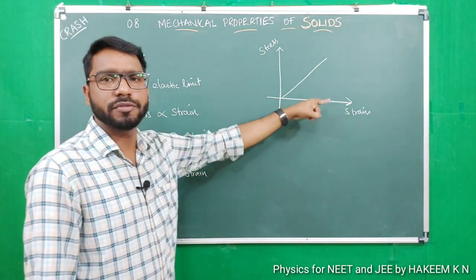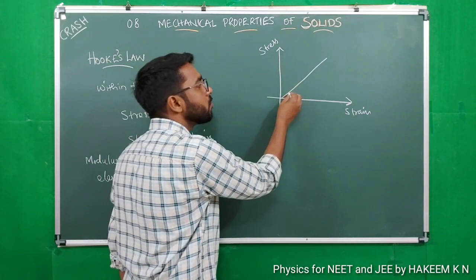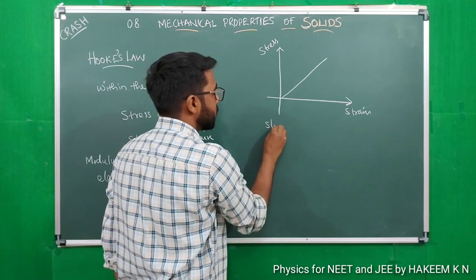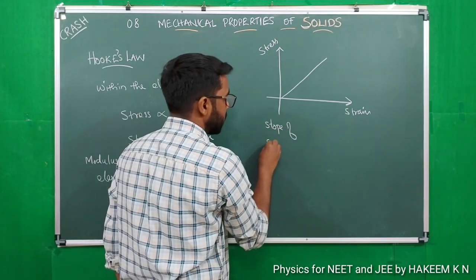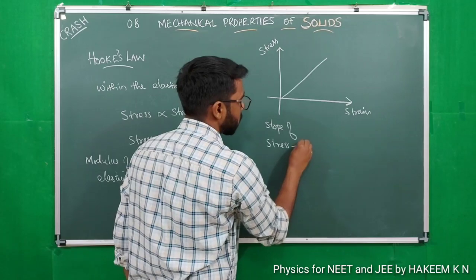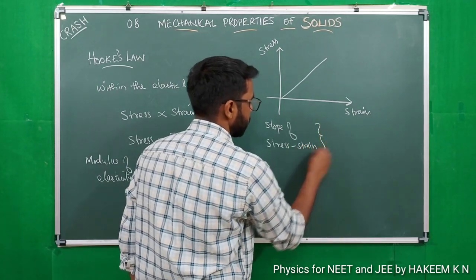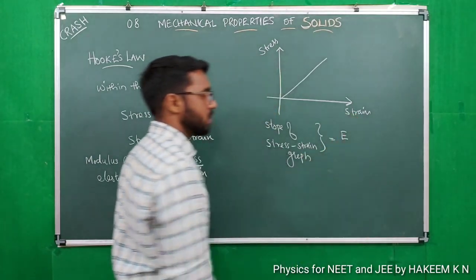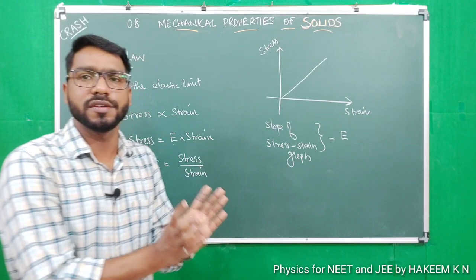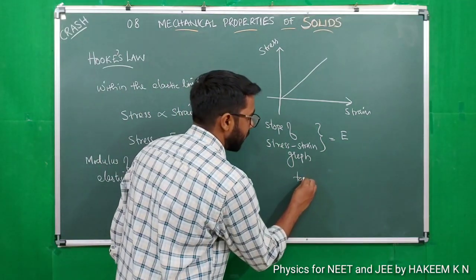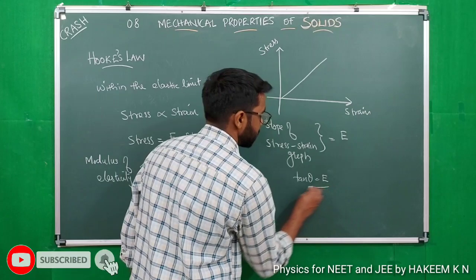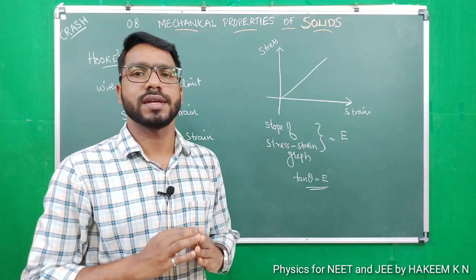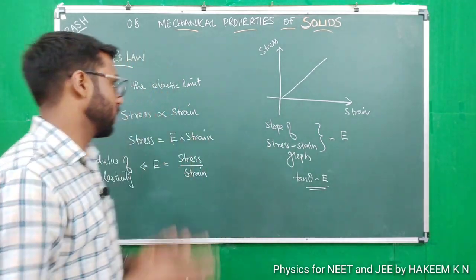Then take the slope of the stress strain graph. Slope will be tan theta, opposite side by adjacent side, stress by strain. So the slope of the stress strain graph gives elasticity. Here tan theta equals elasticity. That means as slope increases, elasticity increases.